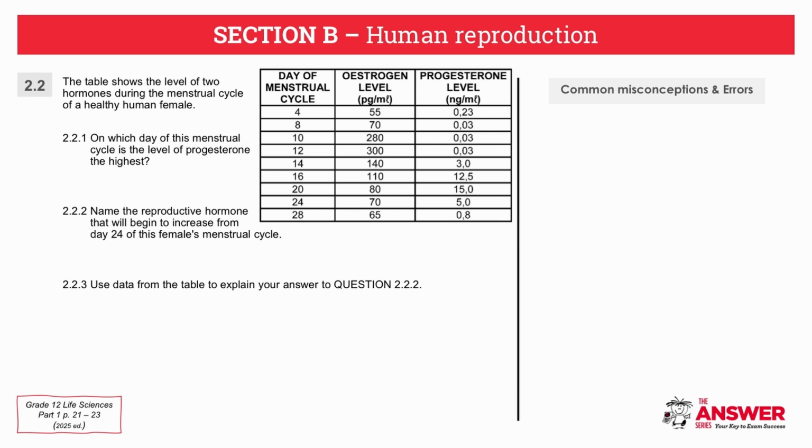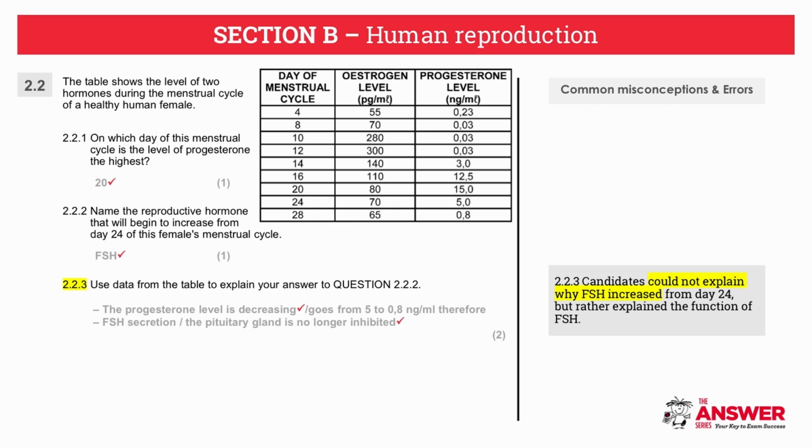Question 2.2 continues on the theme of human reproduction. The table shows the level of 2 hormones during the menstrual cycle in a healthy human female. We're looking at estrogen and progesterone level, and the menstrual cycle is 28 days long. Question 2.2.1: on which day of this menstrual cycle is the level of progesterone the highest? So we're only going to look at the progesterone column, and literally just look at where the progesterone level is the highest in the column, so that's day 20.